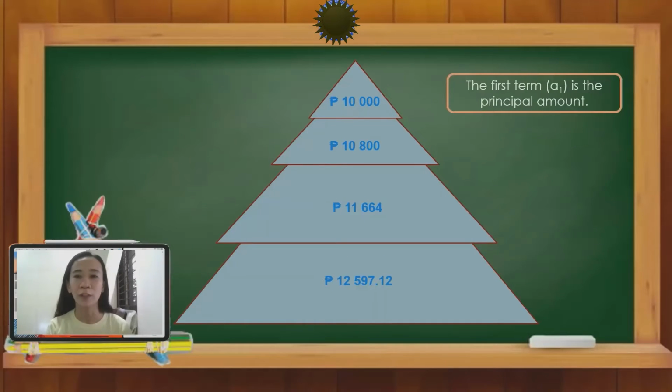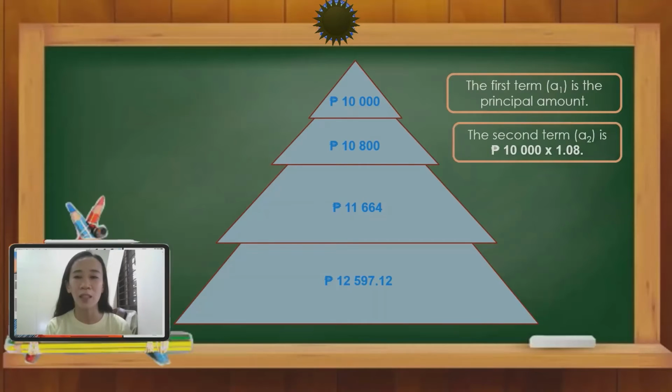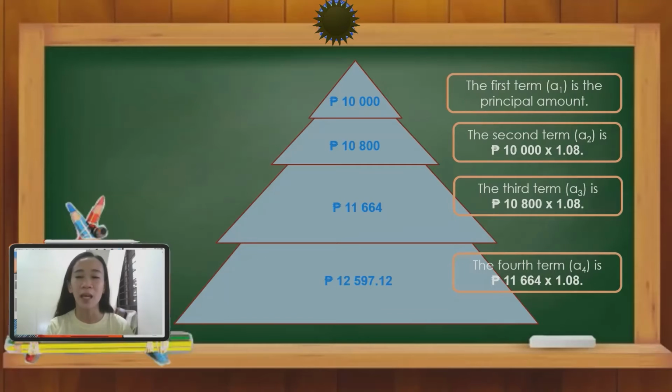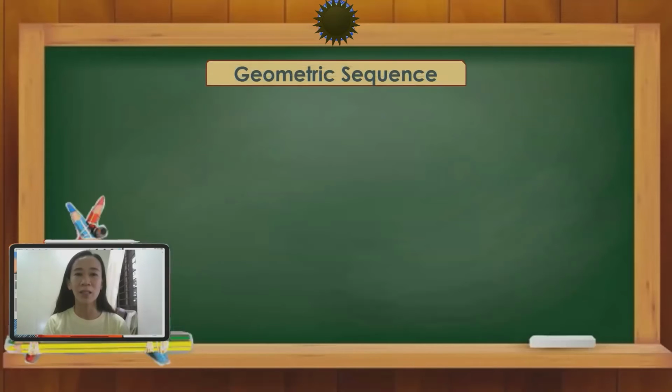12,597.12. So the first term, a sub 1, is the principal amount. The second term, a sub 2, is 10,000 times 1.08. The third term, or a sub 3, is 10,800 times 1.08. And the fourth term, or our a sub 4, is 11,664 times 1.08. This situation is actually an example of geometric sequence.